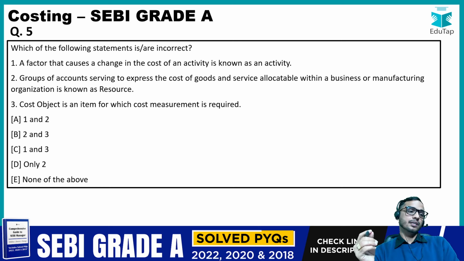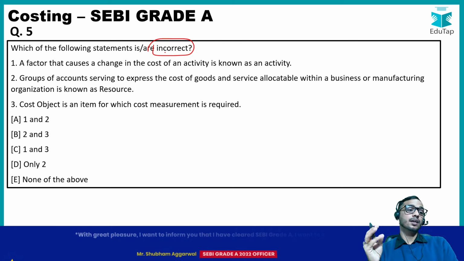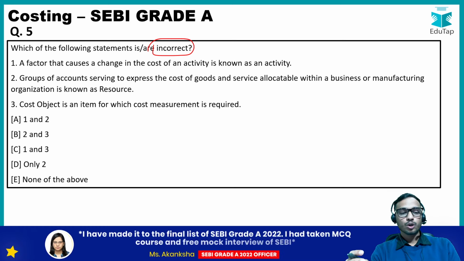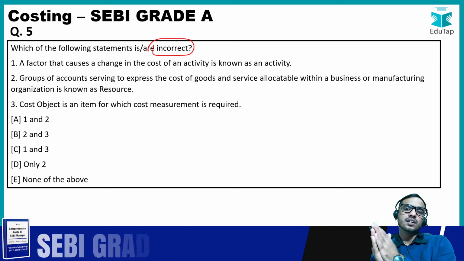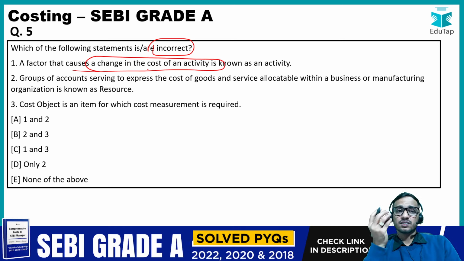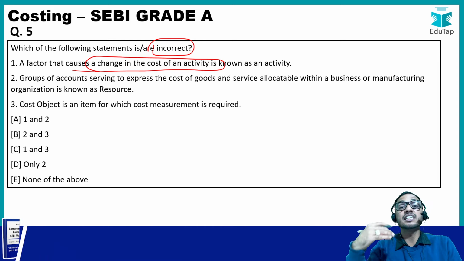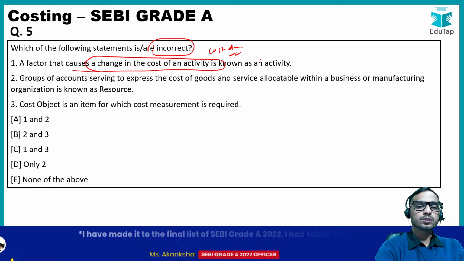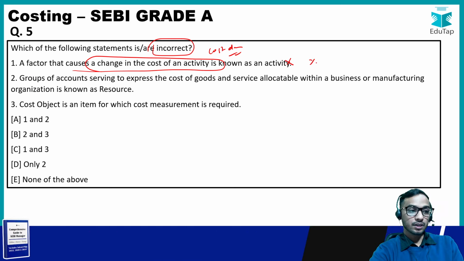Now question number 5 says: which of the following statements are incorrect? We have to tell which statement is incorrect. A factor that causes a change in the cost of an activity is known as an activity. Not at all. A factor that causes a change in the cost of an activity, we just discussed, what is this? This is a cost driver, right? A driver is a factor which causes a change in the cost of the activity. Either it increases it or decreases it, right? So this is what a cost driver is. This is not an activity. A cost driver affects the cost of the activity, right? So this statement is incorrect.